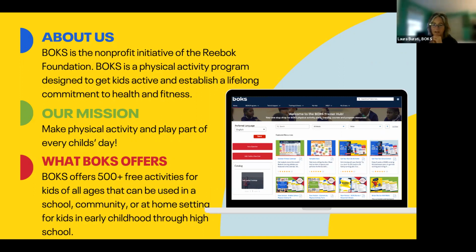It's plain and simple. We are just trying to get more activity and resources to teachers, PE teachers, parents, anybody that is willing to get their kids moving more throughout the day. We offer well over 500 free activities for all ages to be used in schools, communities, at home, from early childhood all the way through high school. So we have a lot of different programming options for you and your schools and classrooms and community groups.